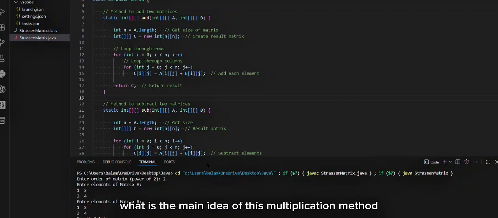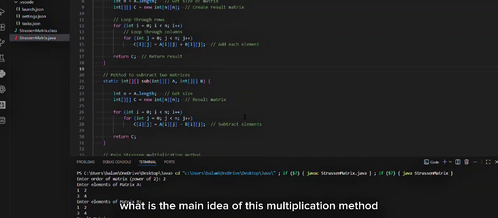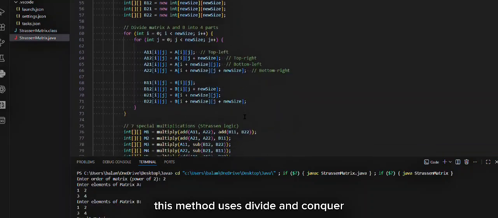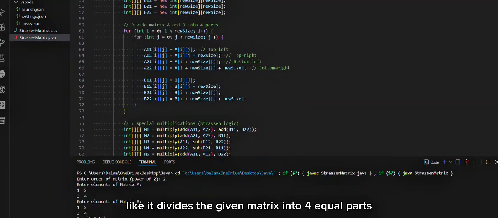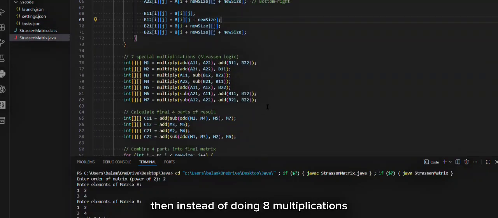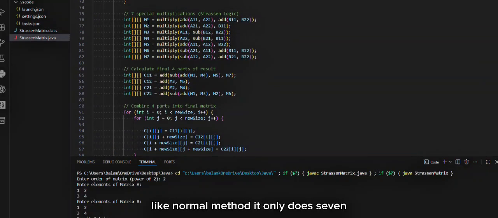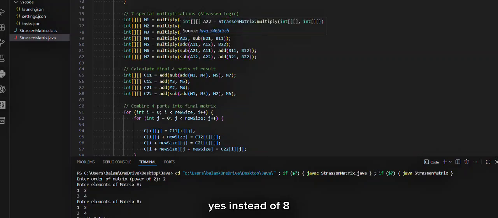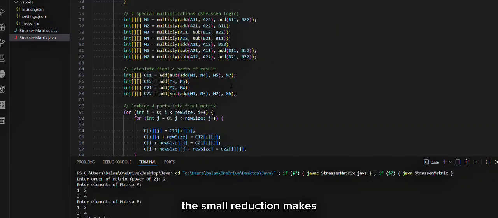What is the main idea of this multiplication method? This method uses divide and conquer. It divides the given matrix into four equal parts: top left, top right, bottom left, and bottom right. Then instead of doing 8 multiplications like the normal method, it only does 7. Yes, instead of 8, it does only 7 multiplications. The small reduction makes a big difference for large matrices.